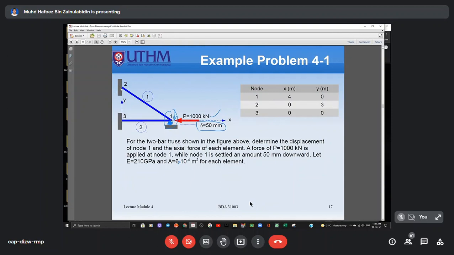For node 2, fixed to the wall. So that means we constrain the U and V, U2 and V2. Similarly, node 3, we constrain U3 and V3 because node 3 is also fixed to the wall in X and Y direction as well. So we have 5 constraints that we need to apply to our equation.